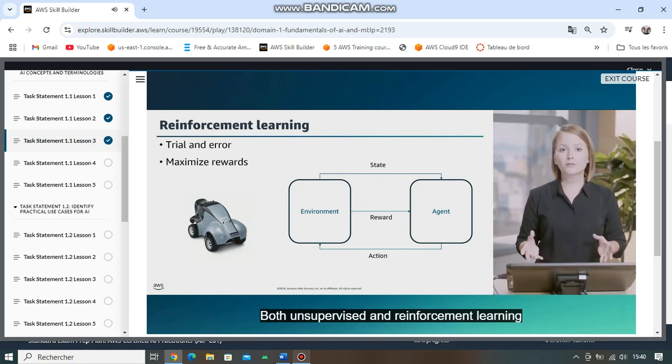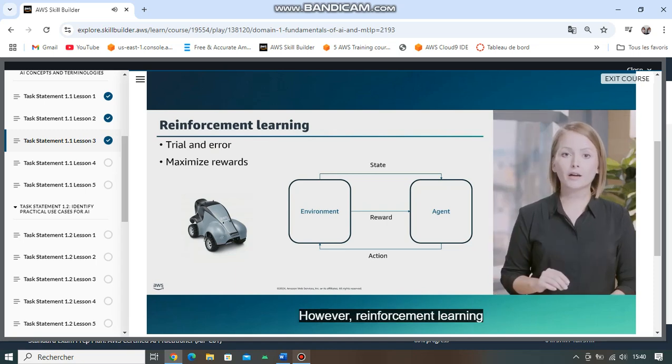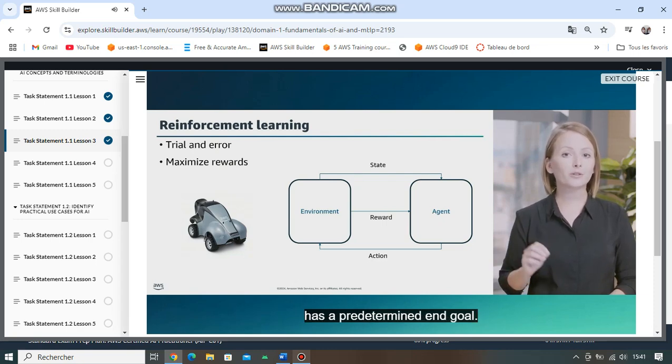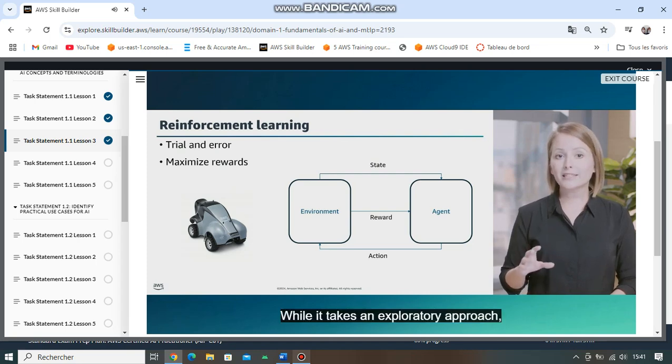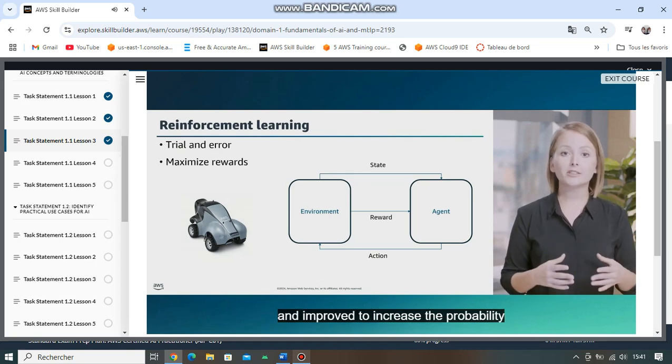Both unsupervised and reinforcement learning work without labeled data. Unsupervised learning algorithms receive inputs with no specified outputs during the training process. However, reinforcement learning has a predetermined end goal. While it takes an exploratory approach, the explorations are continuously validated and improved to increase the probability of reaching the end goal.